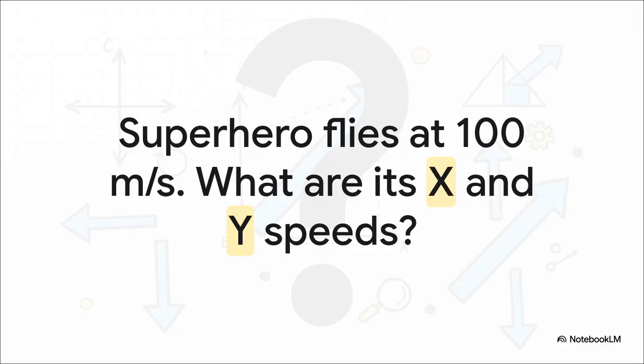So, to get us going, picture this. A superhero is just blasting through the sky. We know their speedometer says 100 meters per second. But look, they're not going straight across, and they're not going straight down. They're flying at an angle. So the real question is, how do we talk about that diagonal motion in simple, straight-line terms? How much of that is forward, and how much is down?